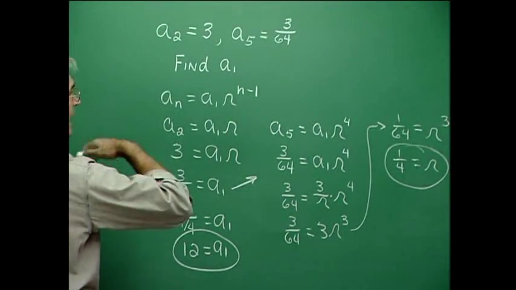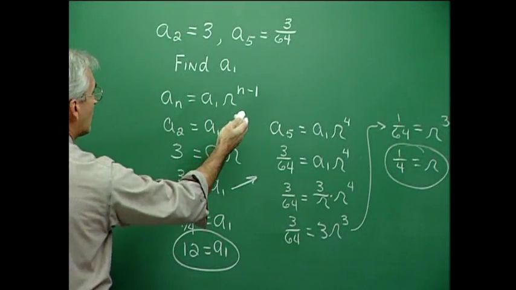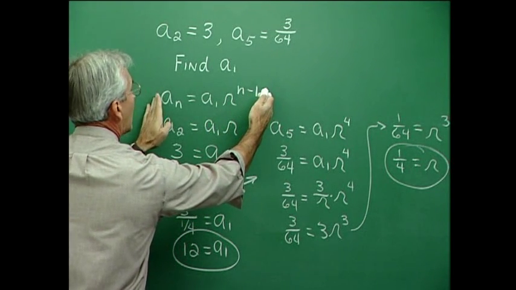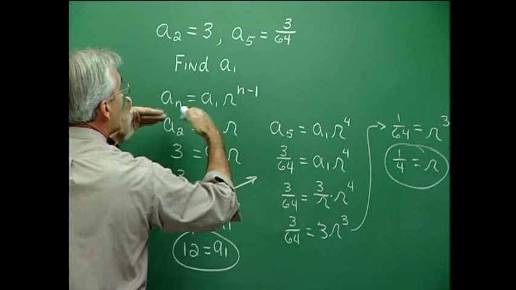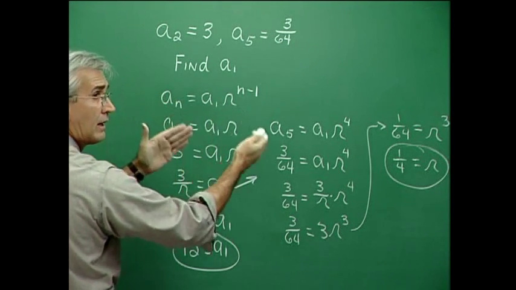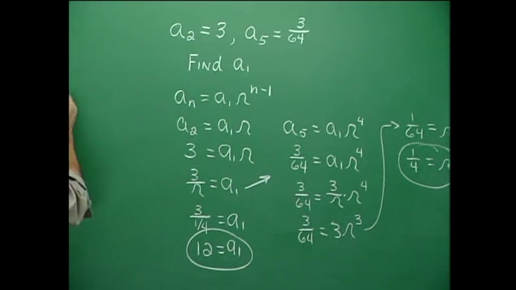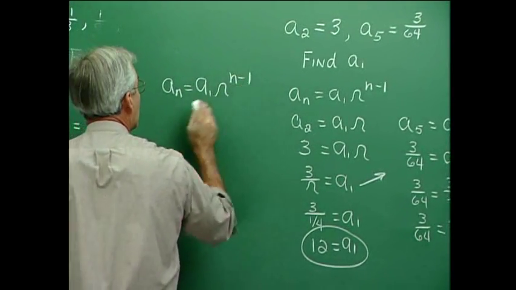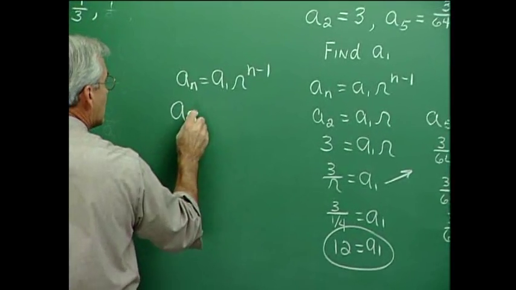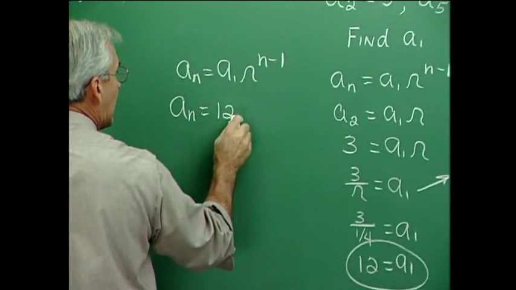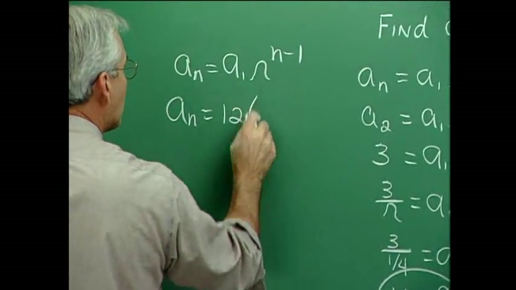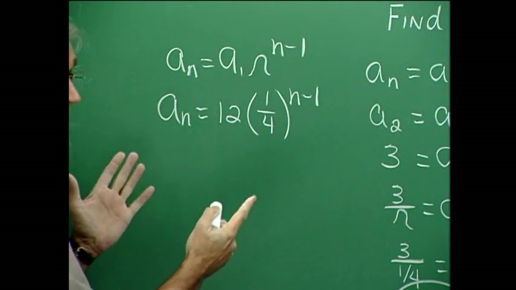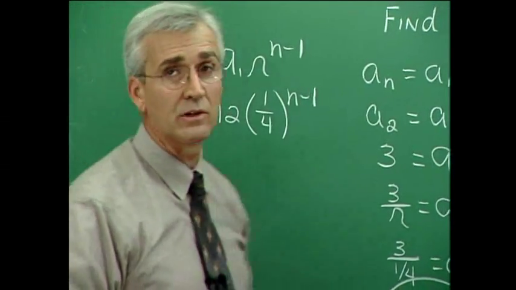If I wanted to answer other questions about this problem, then I would generate the form from the model. I would generate this form by using the value for a sub 1 and r. I would say, okay, a sub n I know is a sub 1 times r to the n minus 1. And I found the value of a sub 1 to be 12, and I found the value of r to be 1/4. And then using this, we can generate any term in our geometric sequence.